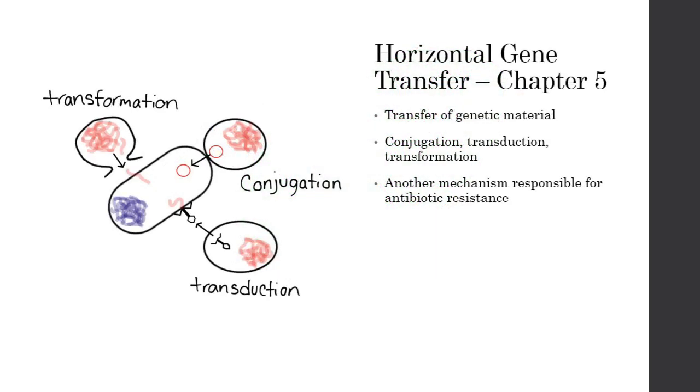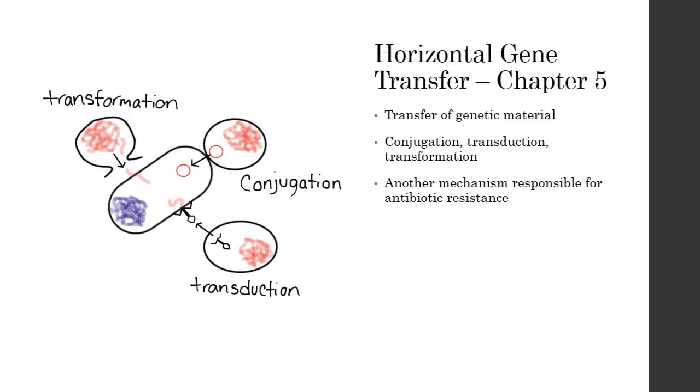Horizontal gene transfer is a process whereby genetic material can be transferred between individual bacteria of the same or different species. The 3 mechanisms of horizontal gene transfer in bacteria are conjugation, transduction, and transformation, where conjugation is the most common method among bacteria. Conjugation occurs when there's direct cell-to-cell contact between 2 bacteria, and the transfer of plasmids takes place, which are small pieces of DNA.